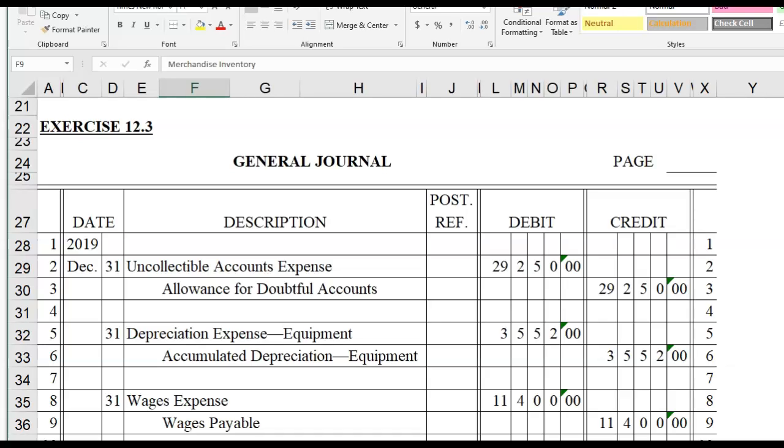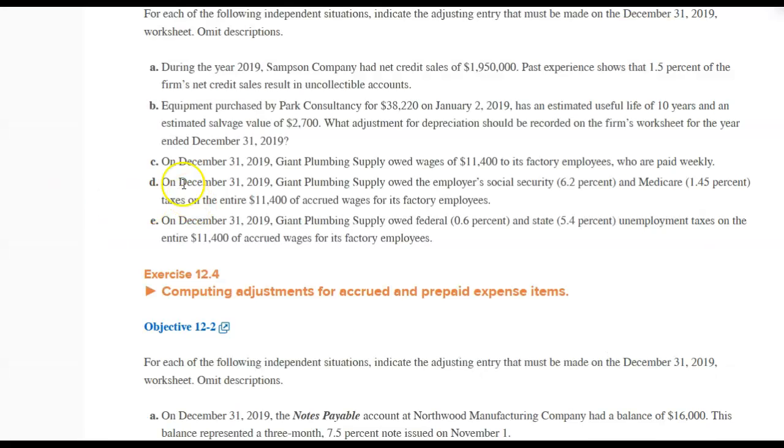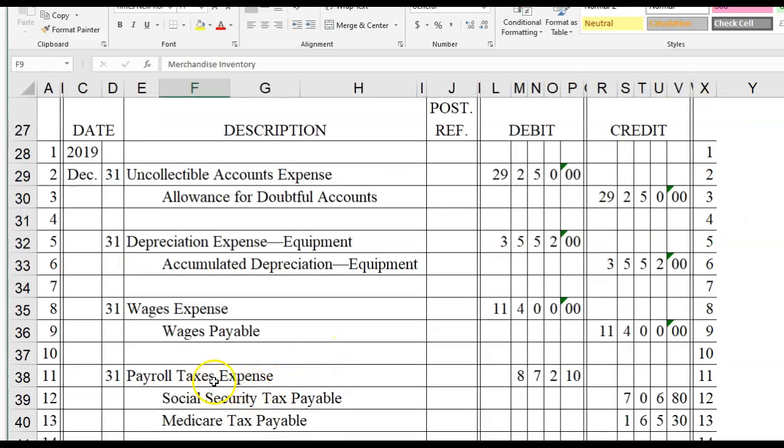Now that you've got their salary out of the way, now you've got to take the taxes out. So that's the next part. On December 31, Giant Plumbing owed the Social Security 6.2%, Medicare 1.5%, taxes on the entire $11,400 accrued wages for its factory employees. So after you do the math, this should be the answers. Payroll tax expense, $872. Social Security payable that you need to pay, $706.80. Your Medicare tax payable is $165.30.